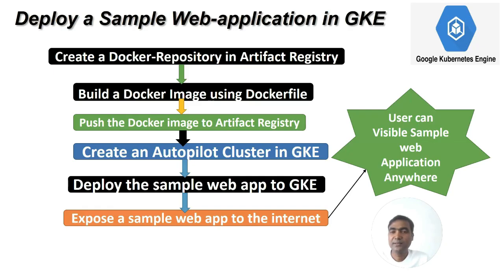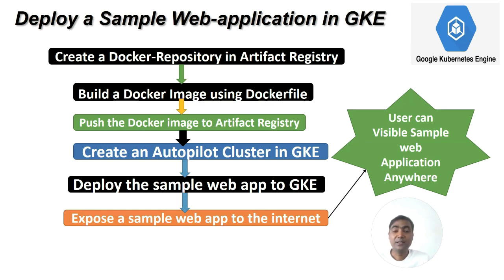In this session, guys, I'll guide you on how to create a Docker repository inside the Artifact Registry in Google Cloud Platform. Apart from this, I'll guide you on how to build a Docker image using a Dockerfile. After that, how to push your Docker image to the Artifact Registry. This is the important part. Guys, the similar tasks you can perform in your day-to-day activities inside your project. This is the important lab, guys, for the GKE cluster.